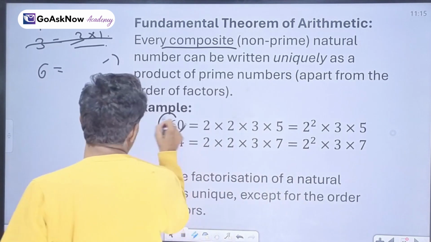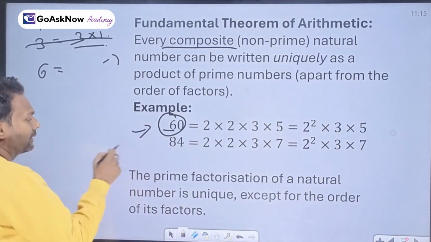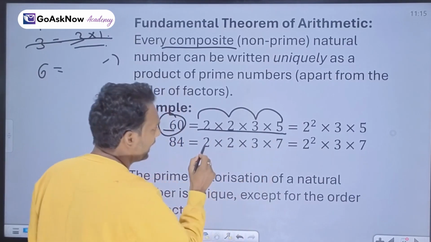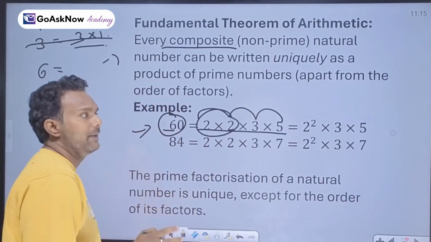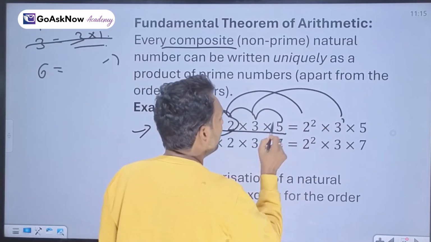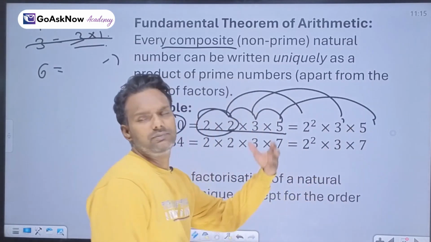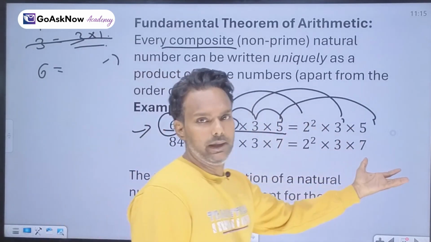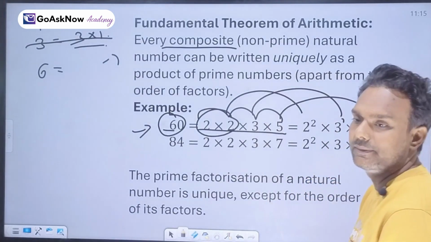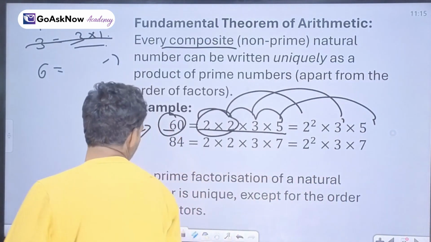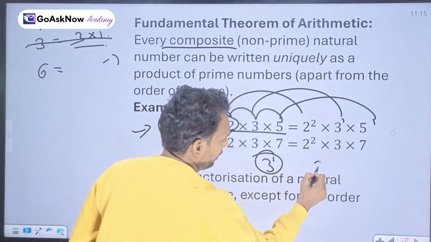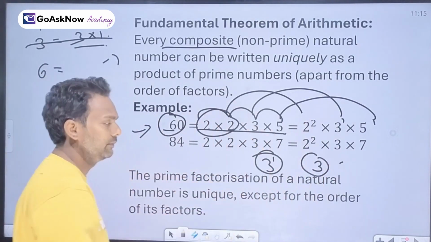Okay. For example, we see that 60 is 2 into 2 into 3 into 5. Since 2 appears 2 times, we can write 2 to the power 2, 3 to the power 1, 5 to the power 1. But we usually do not write the power 1 because we know that 1 already exists. So there is no need to write 3 to the power 1. We can simply write 3.